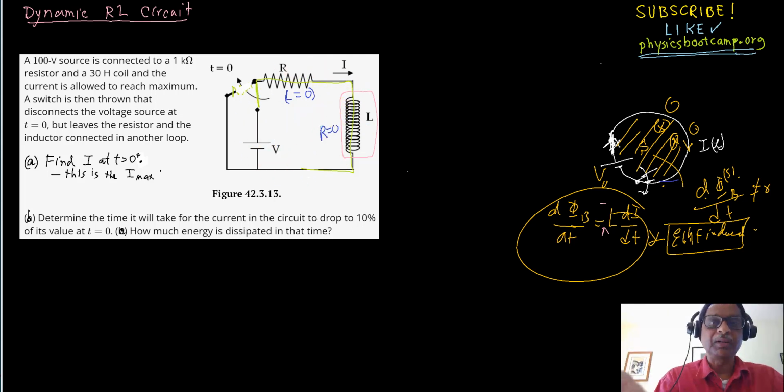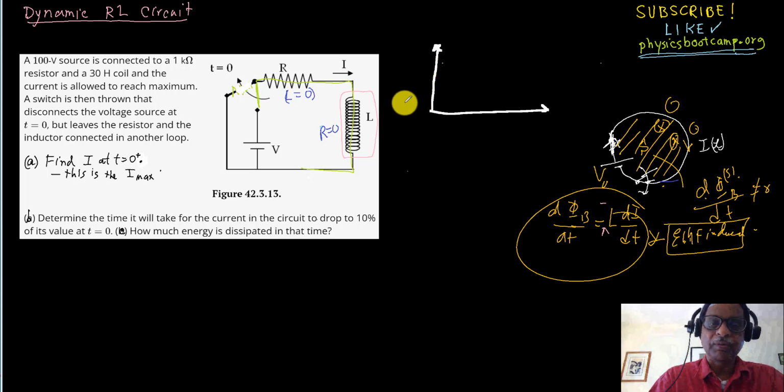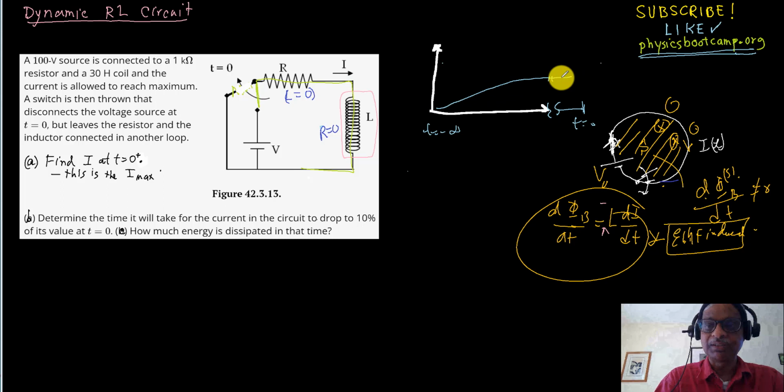If you studied before, you probably know that the situation has been like this, right? So say over there is t equal to 0, and this is t equals minus infinity. Of course you're not going to reach it, but it has reached some final level. Okay, so this is the I max.